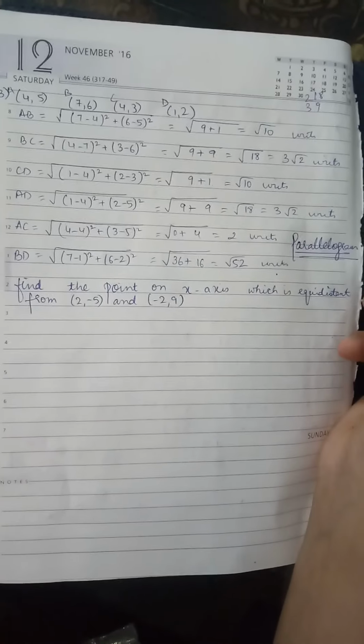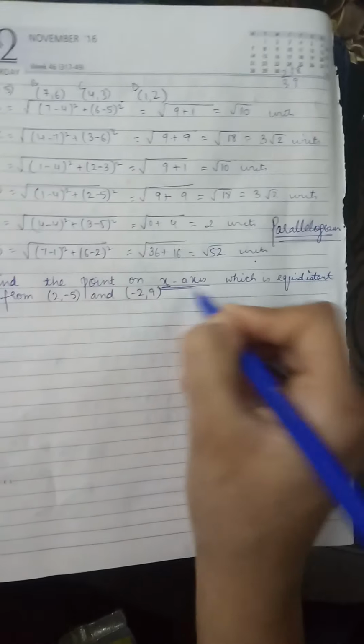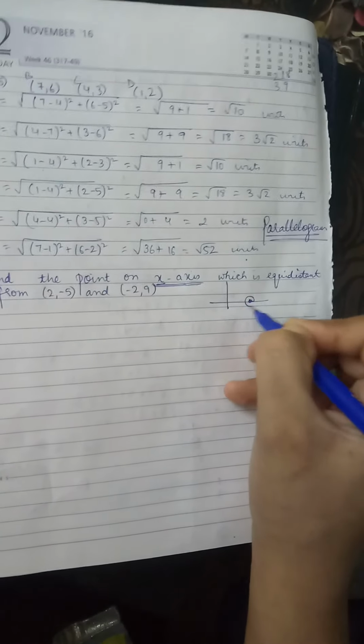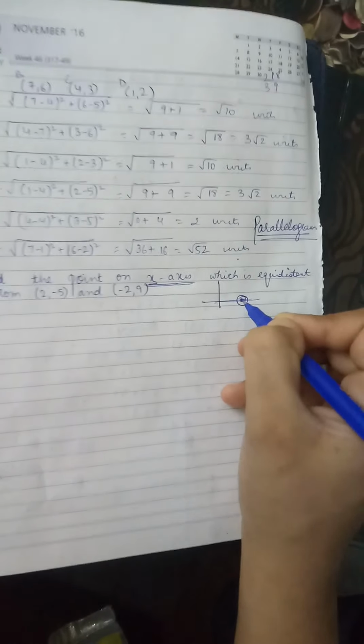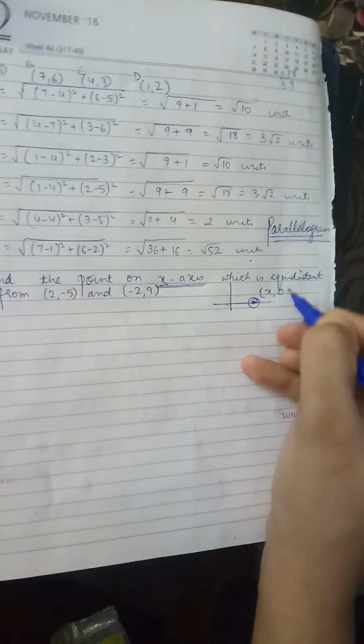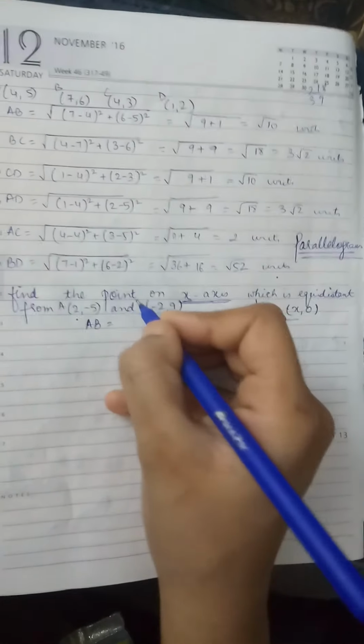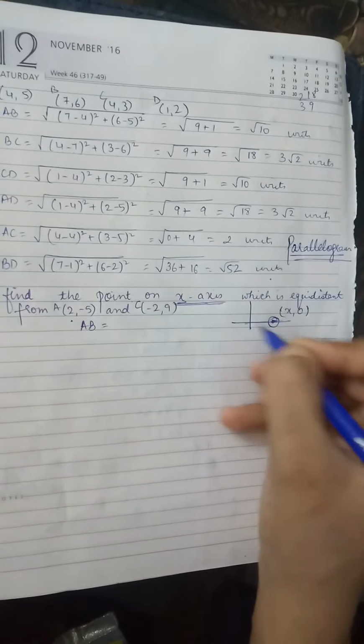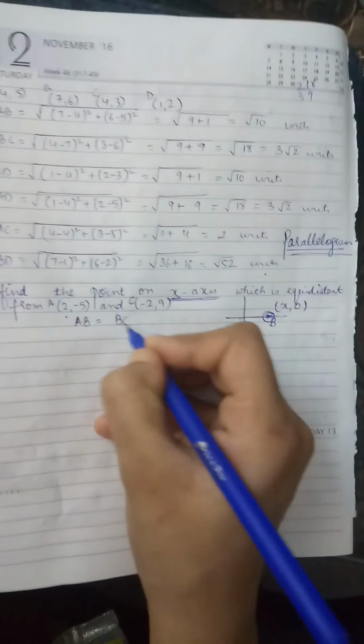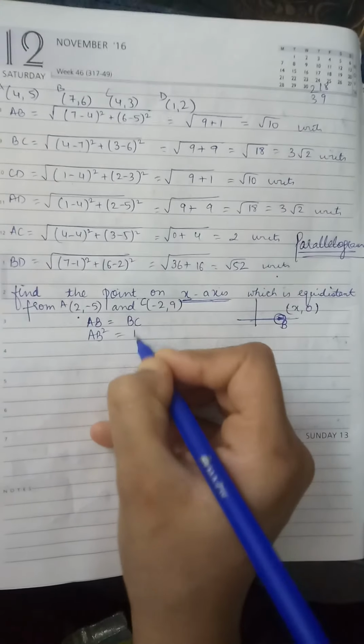Find the point on x-axis. See, we have to find the point on x-axis. That means it will be here. Then the y coordinate will always be 0. So x, 0, which is equidistant from this. This is A, this is C and this point is B. If AB is equal to BC, then the squares will also be equal.